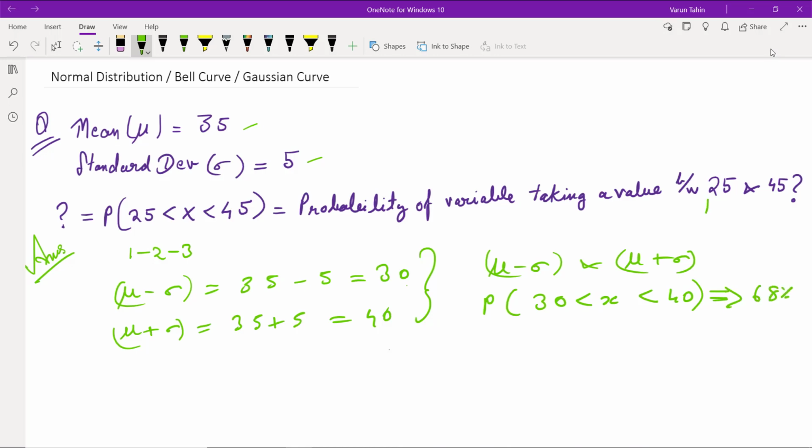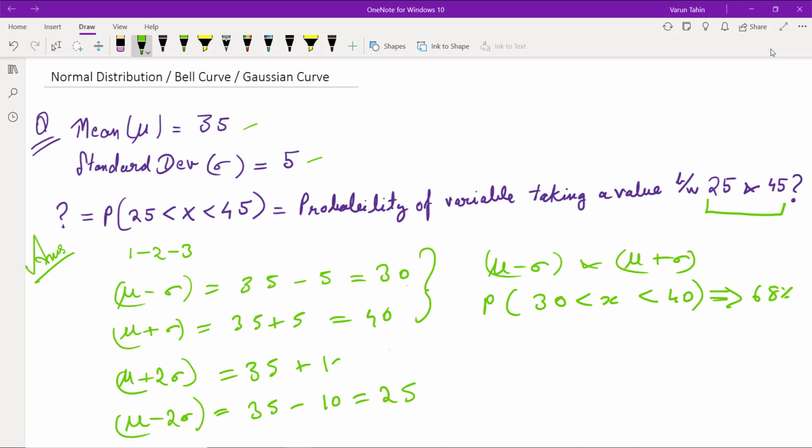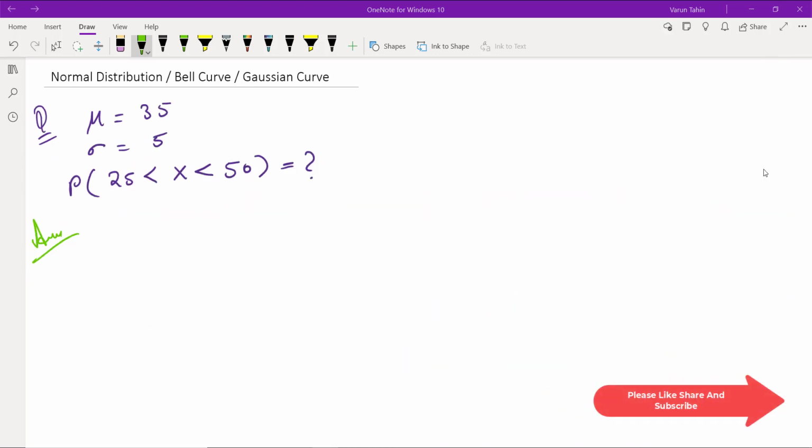But we now want to calculate the probability of a variable taking a value between this range. So when we calculate mu plus 2 sigma and mu minus 2 sigma, let's see what we get. This is 35 minus 10, which is 25. This is 35 plus 10, which is 45. So exactly what we needed. This is between 25 and 45, which, we have seen, is 95% according to the 1 to 3 rule. Now the first question was quite straightforward and we got the answer from the 1 to 3 rule itself. Now what if we are asked to calculate the probability of a variable taking a value between 25 and 50?